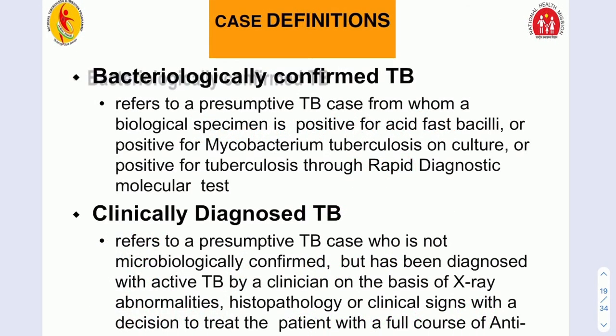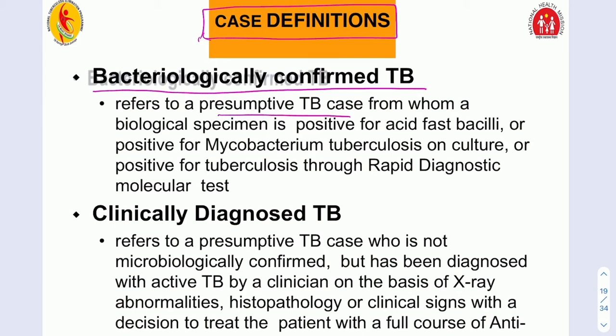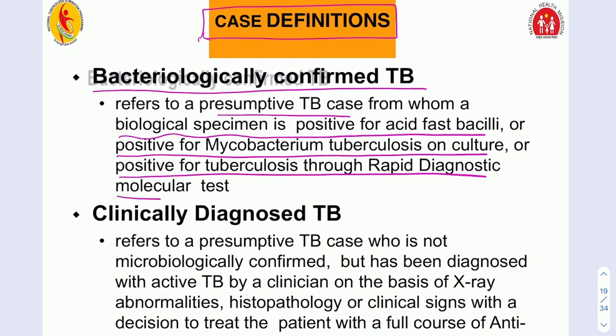So before we begin with the diagnosis of tuberculosis, we need to know about certain case definitions. So let's talk about the case definition first, and then I'll discuss the diagnostic algorithm or the diagnostic protocol. Now, there is something known as bacteriologically confirmed tuberculosis. Now, what is it? It refers to a presumptive TB case from whom a biological specimen is positive for acid-fast bacilli, or positive for Mycobacterium tuberculosis on culture, or positive for tuberculosis through a rapid diagnostic molecular test.